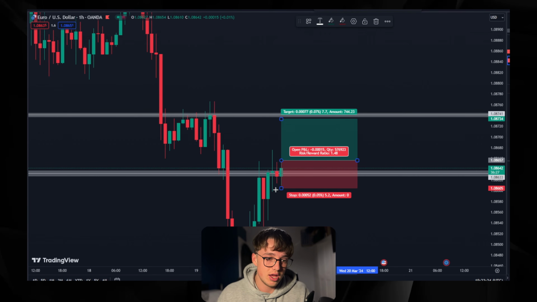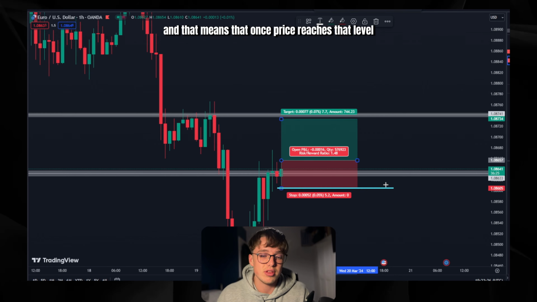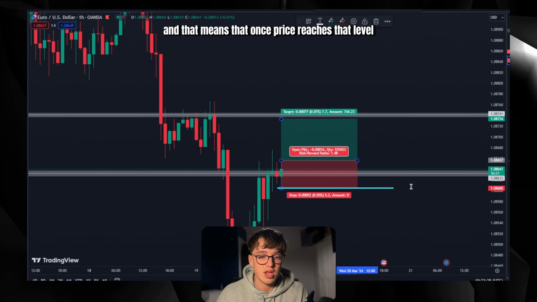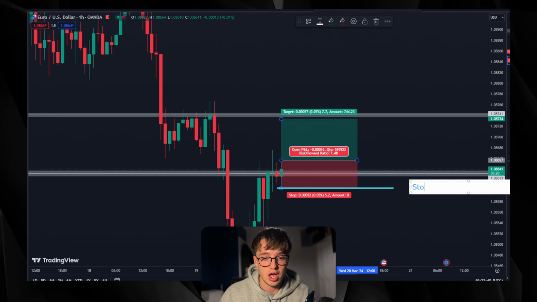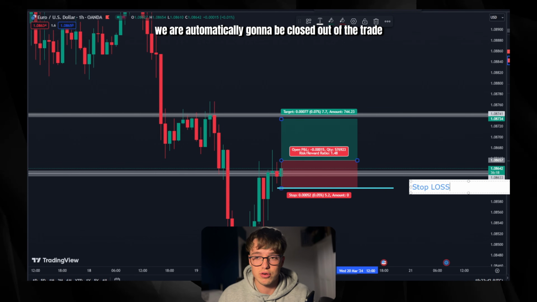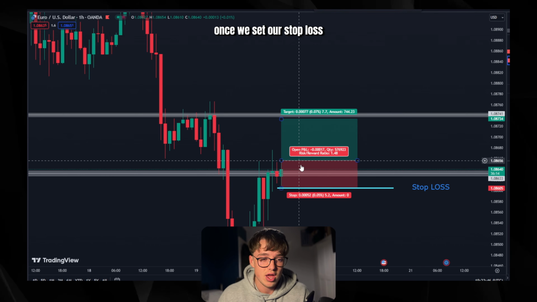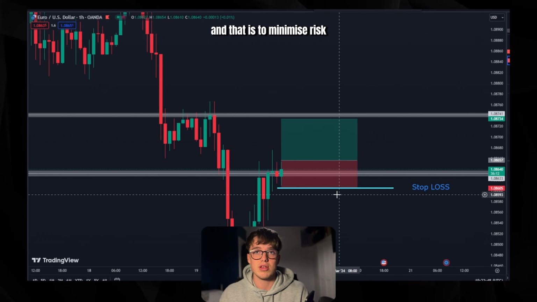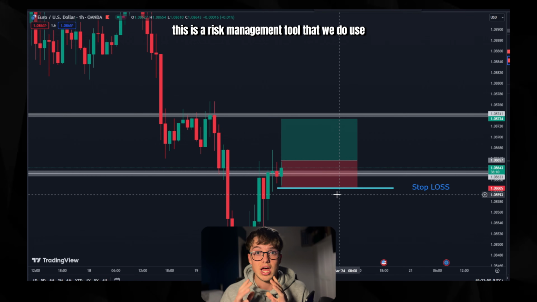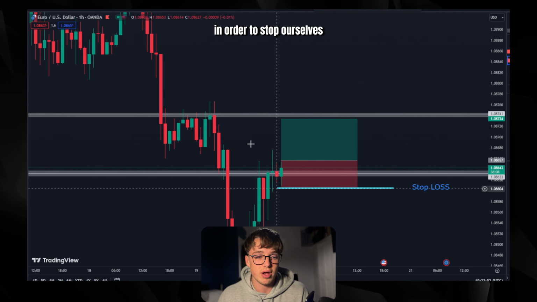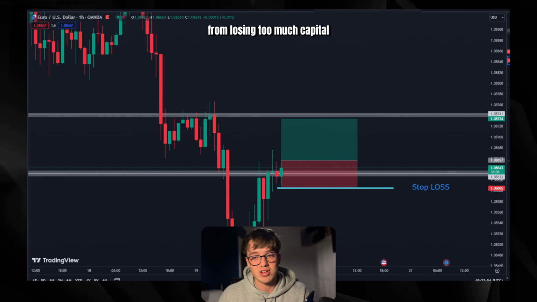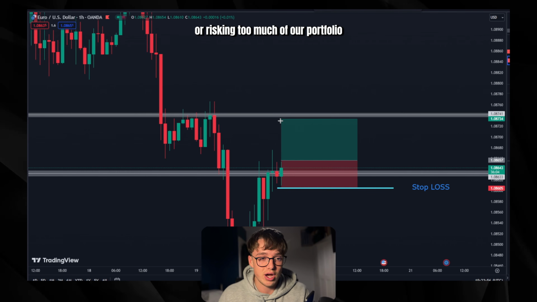But this line right here is what is called our stop loss, and that means that once price reaches that level on the charts, we are automatically going to be closed out of the trade. The broker will close the trade itself once we've set our stop loss, and that is to minimize risk. This is a risk management tool that we use in order to stop ourselves from losing too much capital or risking too much of our portfolio.